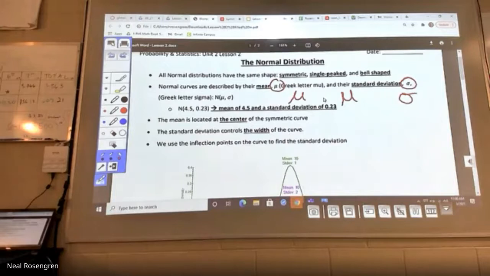Why do we use Greek letters for everything? Well, math started way before America did.